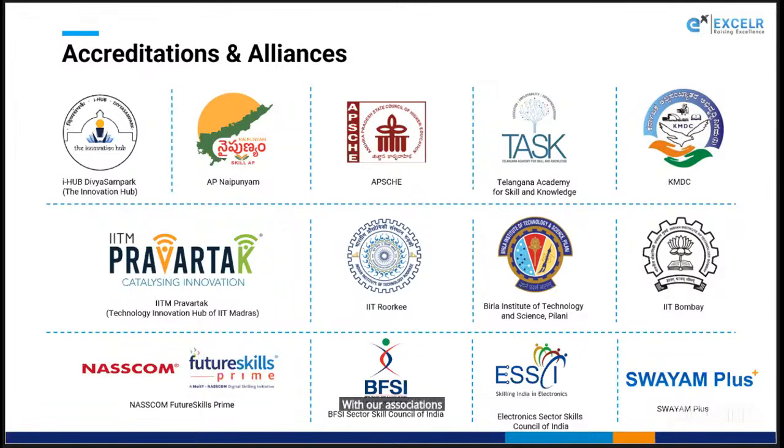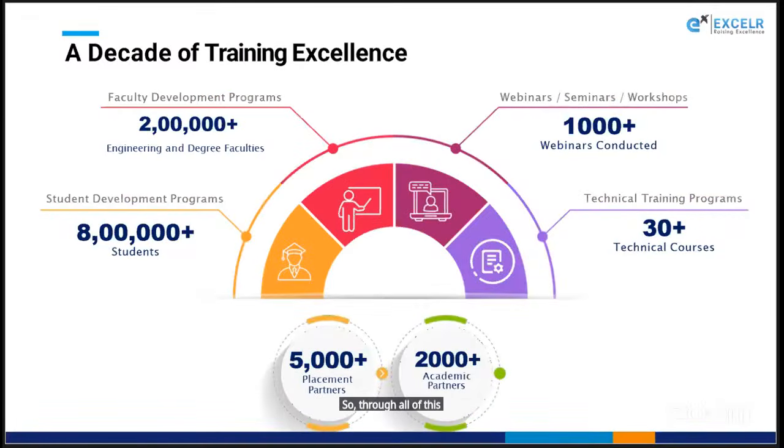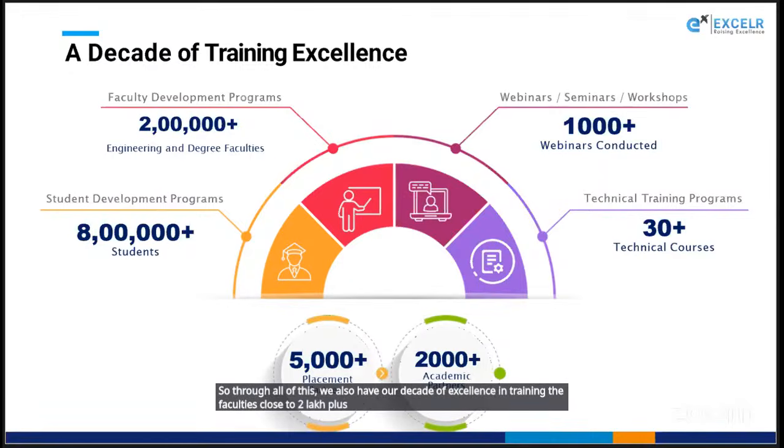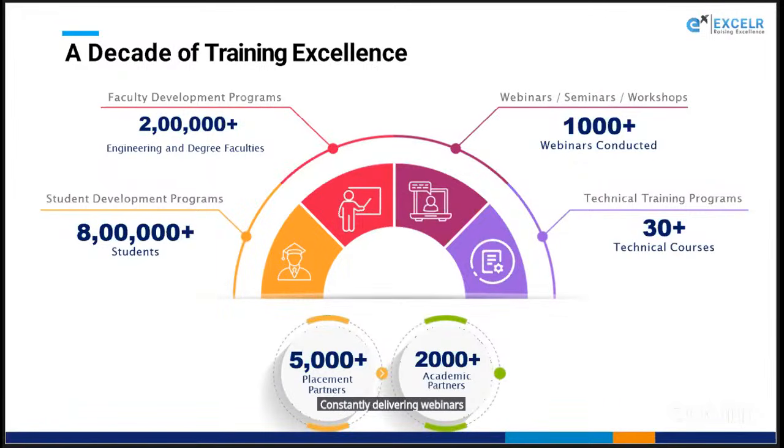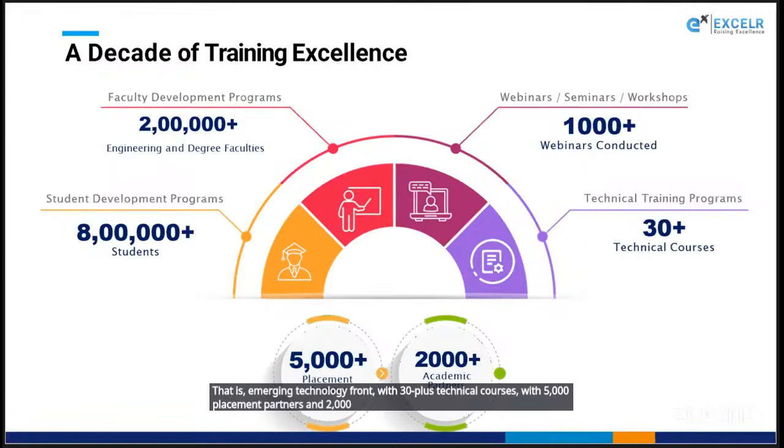with our associations with BFSI, ESSCI. So through all of this, we also have a decade of excellence in training close to 2 lakh plus faculties and 8 lakh plus students, constantly delivering close to 1,000 plus webinars on all the technical, that is, emerging technology front, with 30 plus technical courses, with 5,000 placement partners and 2,000 plus academic partners.